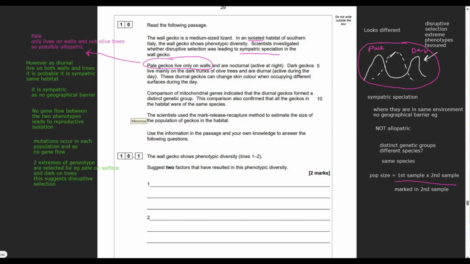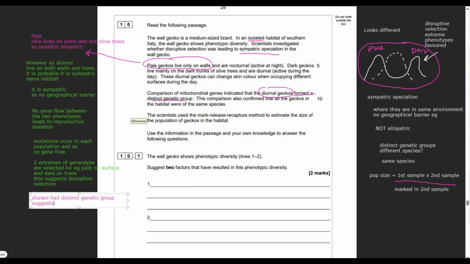And the evidence is that we have two extremes of phenotype. We have pale and we have dark. So two extremes of phenotype. That's the evidence that we have disruptive selection. If we had three or four different phenotypes and we had a mix, then that wouldn't be disruptive. The fact that they're two extremes, i.e. dark and light, is evidence that we have disruptive selection going on.